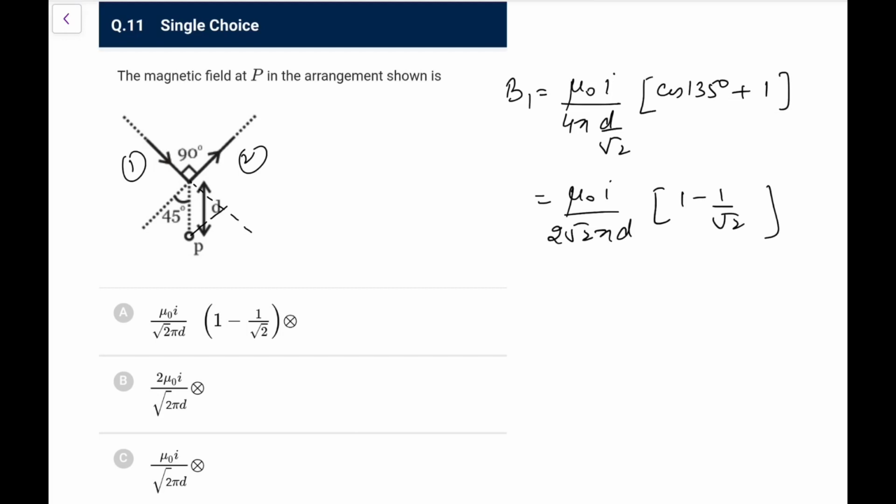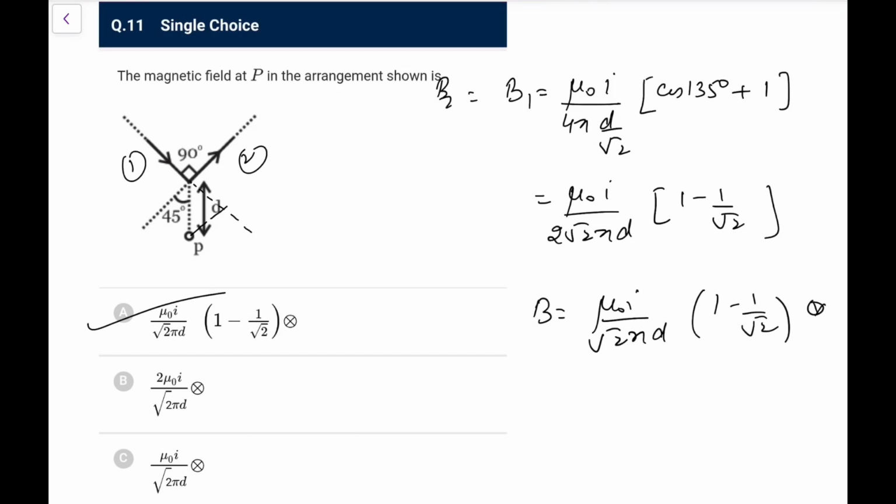This is due to the first one, and if I take it due to the second one, it will still be the same. So B1 will be equal to B2. So the net field is going to be double of this, that is mu naught I upon root 2 pi d into 1 minus 1 by root 2, and the direction you have taken to be inwards. So this is option A, directly you can make it out. Next one.